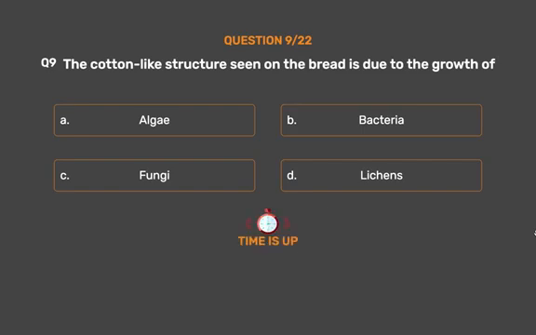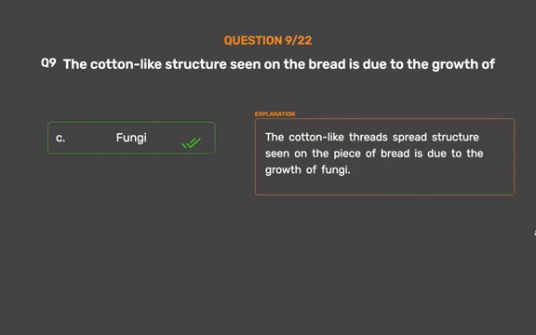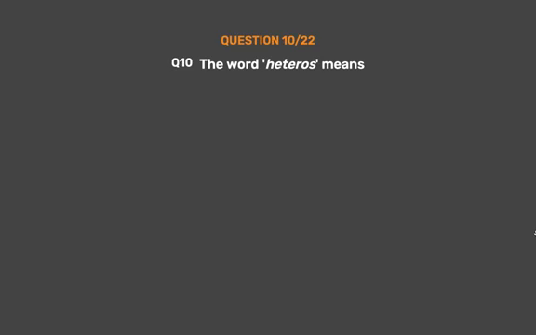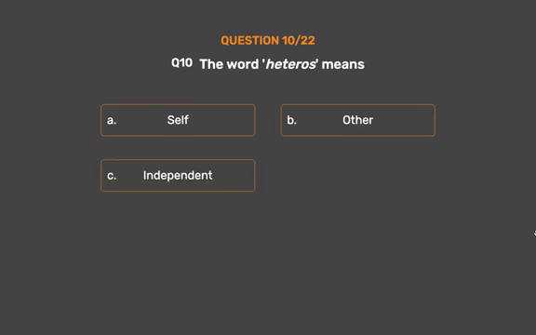The correct answer is Option C. Fungi. The cotton-like thread spread structure seen on the piece of bread is due to the growth of fungi. Question number 10. The word heterous means Option A. Self. Option B. Other. Option C. Independent. Option D. Own.